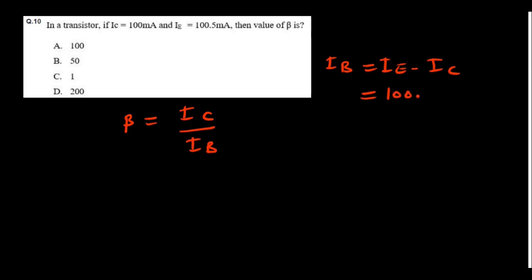In a transistor, IC equals 100 milliamps, IE equals 100.5 milliamps. Then the value of beta. Beta equals IC upon IB. So here, IB equals IE minus IC. So it comes to 100.5 minus 100. So you'll get 0.5 milliamps. So IC upon IB, that is 100 upon 0.5. It comes to 200.